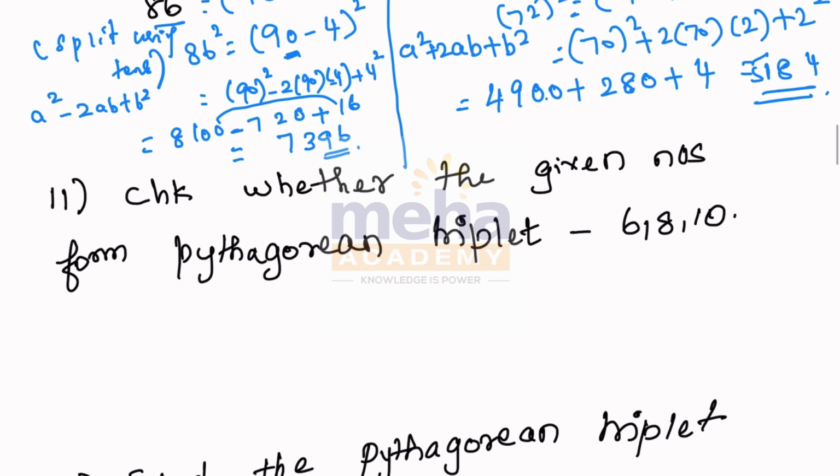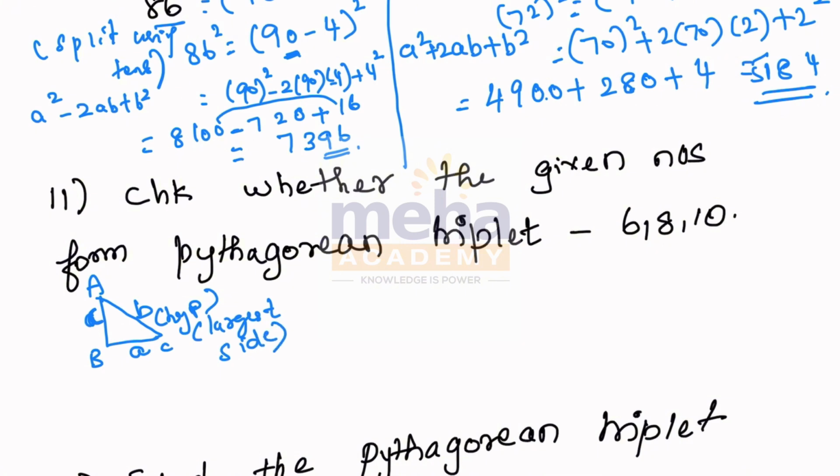Check whether the given numbers form a Pythagorean triplet. According to the Pythagorean triplet, in a right angle triangle ABC, consider the sides are A, B, C. So C is called the hypotenuse. Always the hypotenuse is the largest side.